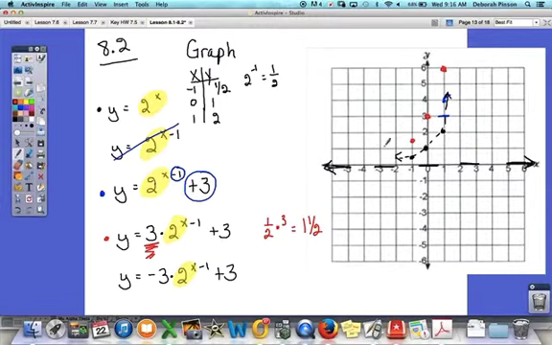Okay, now that's great. That's my taking care of the stretch by a factor of 3. I still need to move it over 1 and up 3. So over 1, up 3, off my graph a little bit. Over 1, up 3. Just a coincidence I landed on that point. Over 1, up 1, 2, 3.